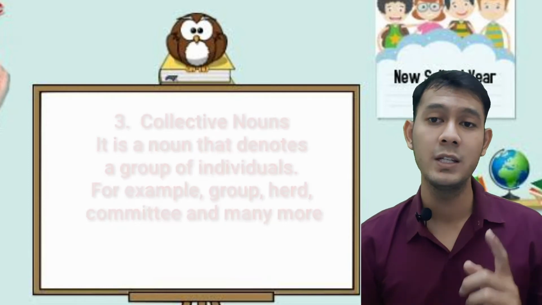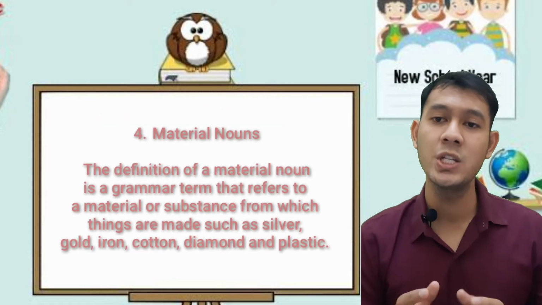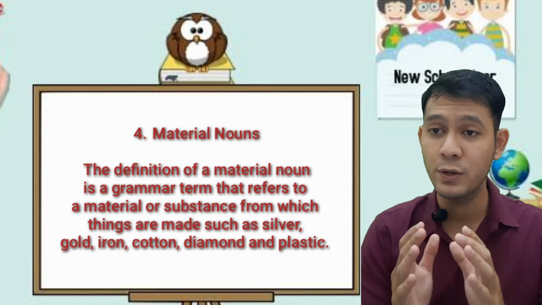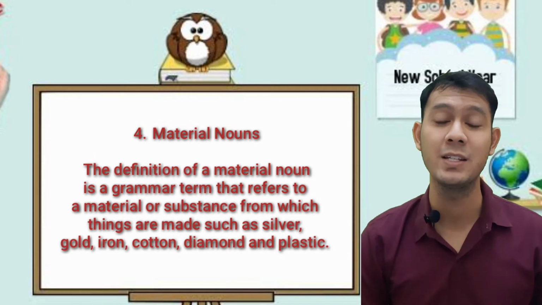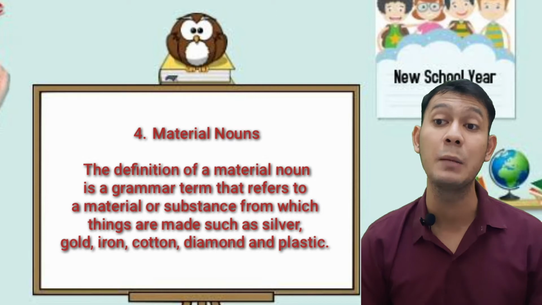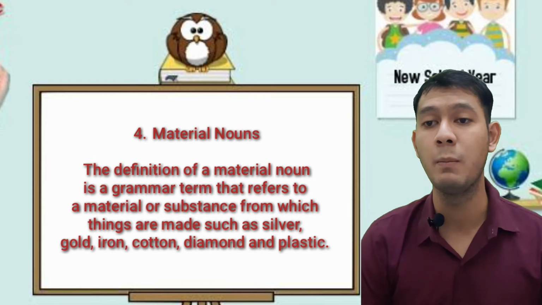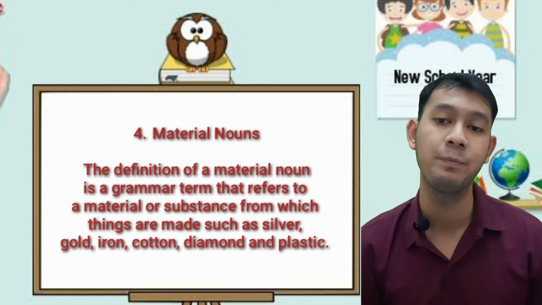The fourth is material nouns. What is material nouns? The definitions of a material noun is a grammar term that refers to a materials or substance from which things are made, such as silver, gold, iron, cotton, diamond, and plastic. Jadi kata benda jenis ini merujuk pada benda-benda yang bersifat material yang berada dalam lingkungan keseharian kita.